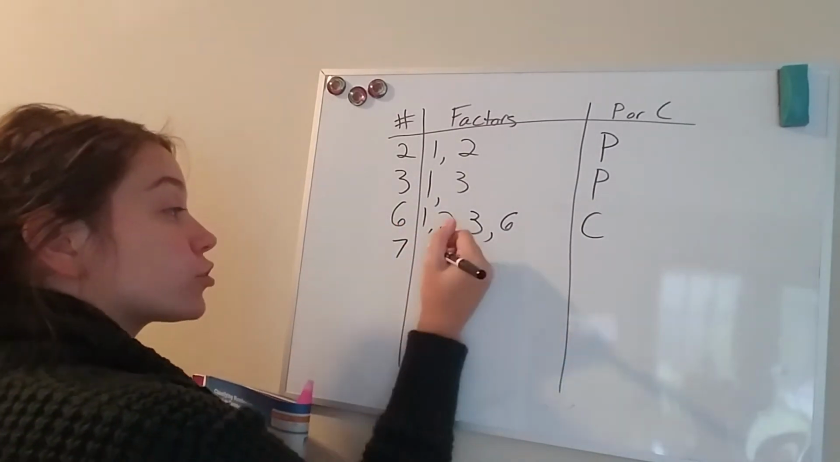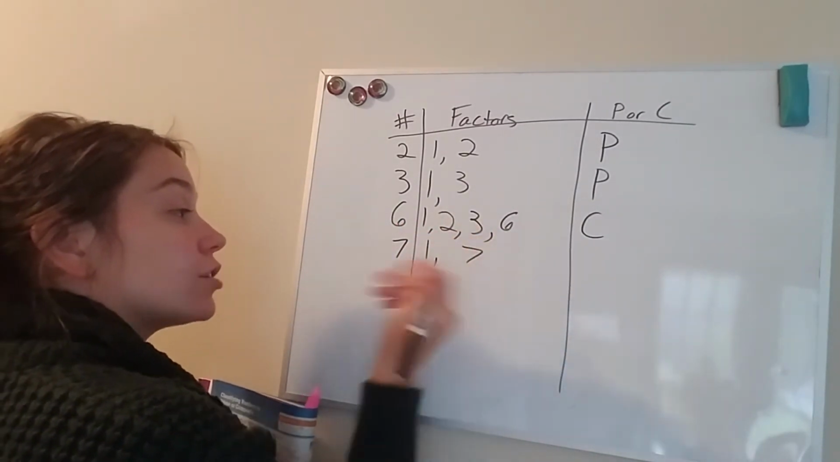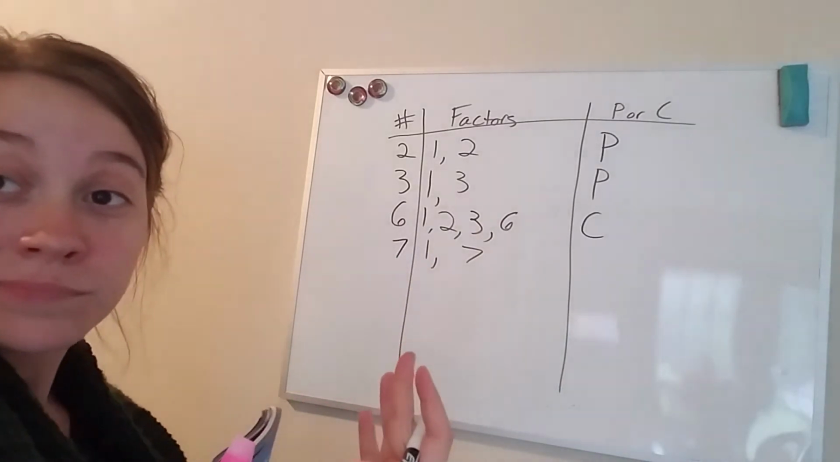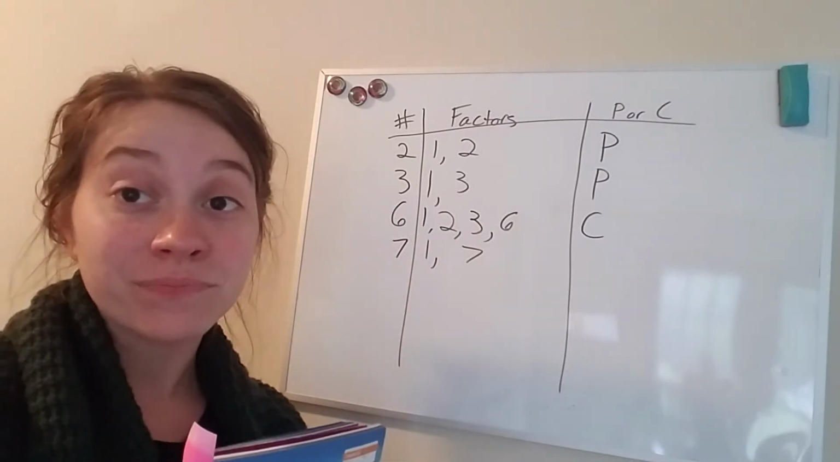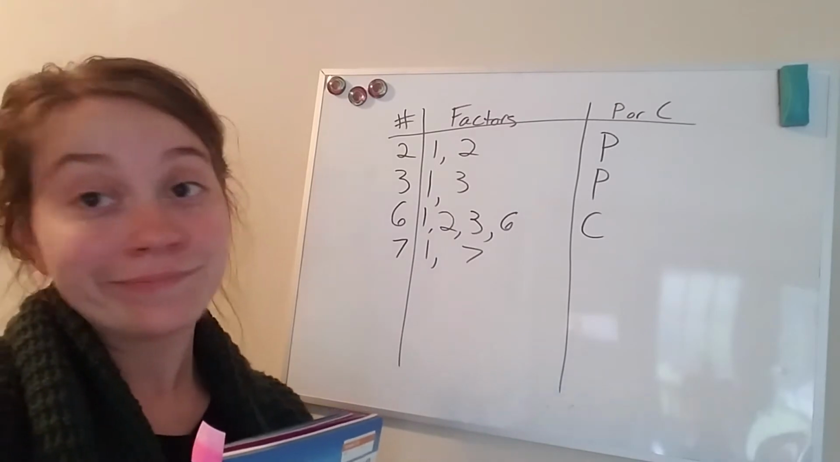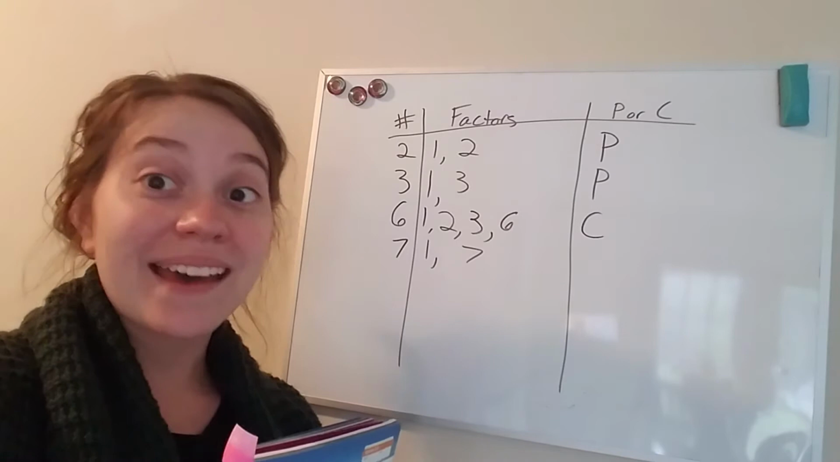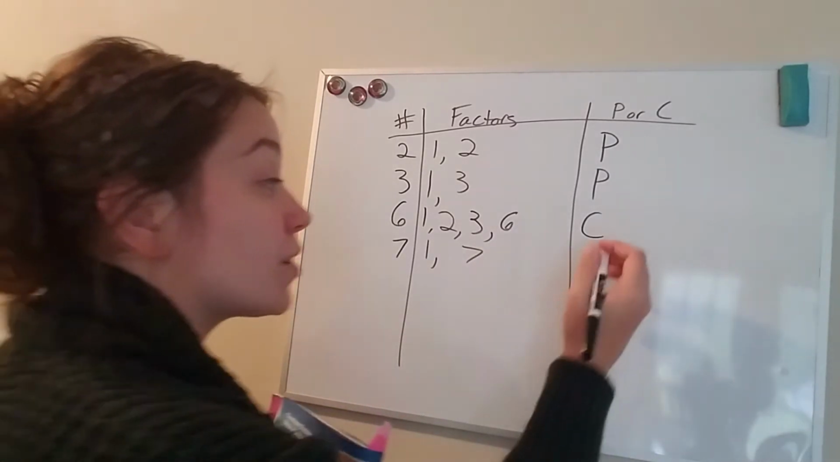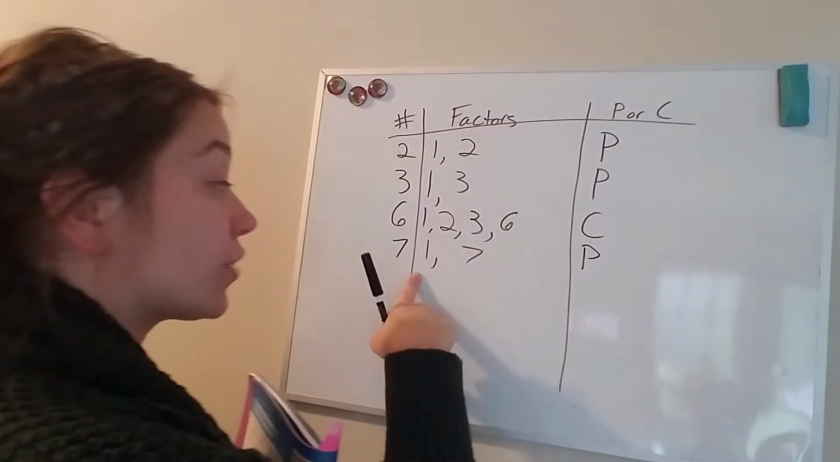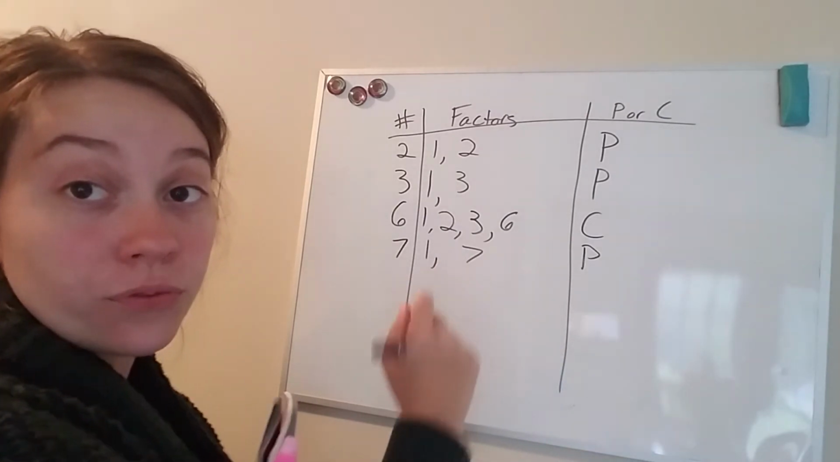7, our factors are 1 and 7. And can we put 2 in it? No. Can we put 3? No. 4, 5, 6. And then we're at our turnaround fact, which is 7, meaning this one is prime because we only have 1 and the number itself.